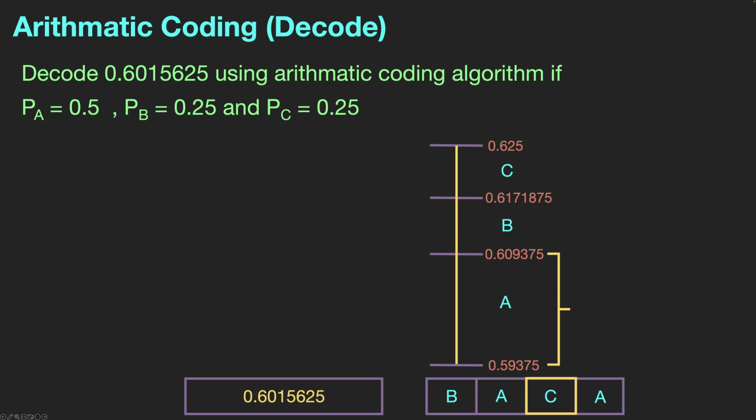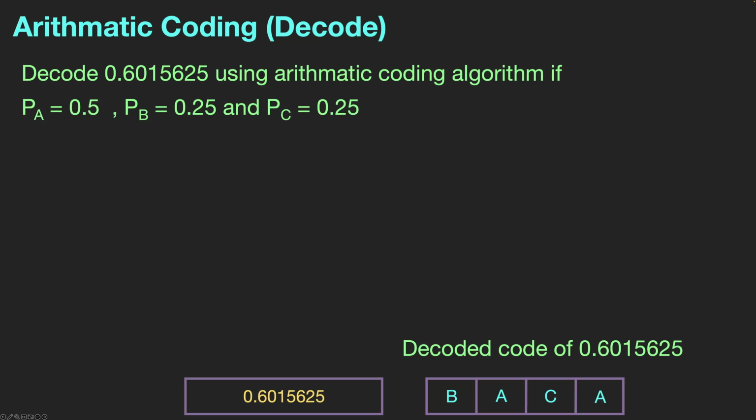The code word falls in the interval A, so character A is decoded. In this case, we can see that the average value of this interval is equal to the code word. That means we have completed the decoding task.